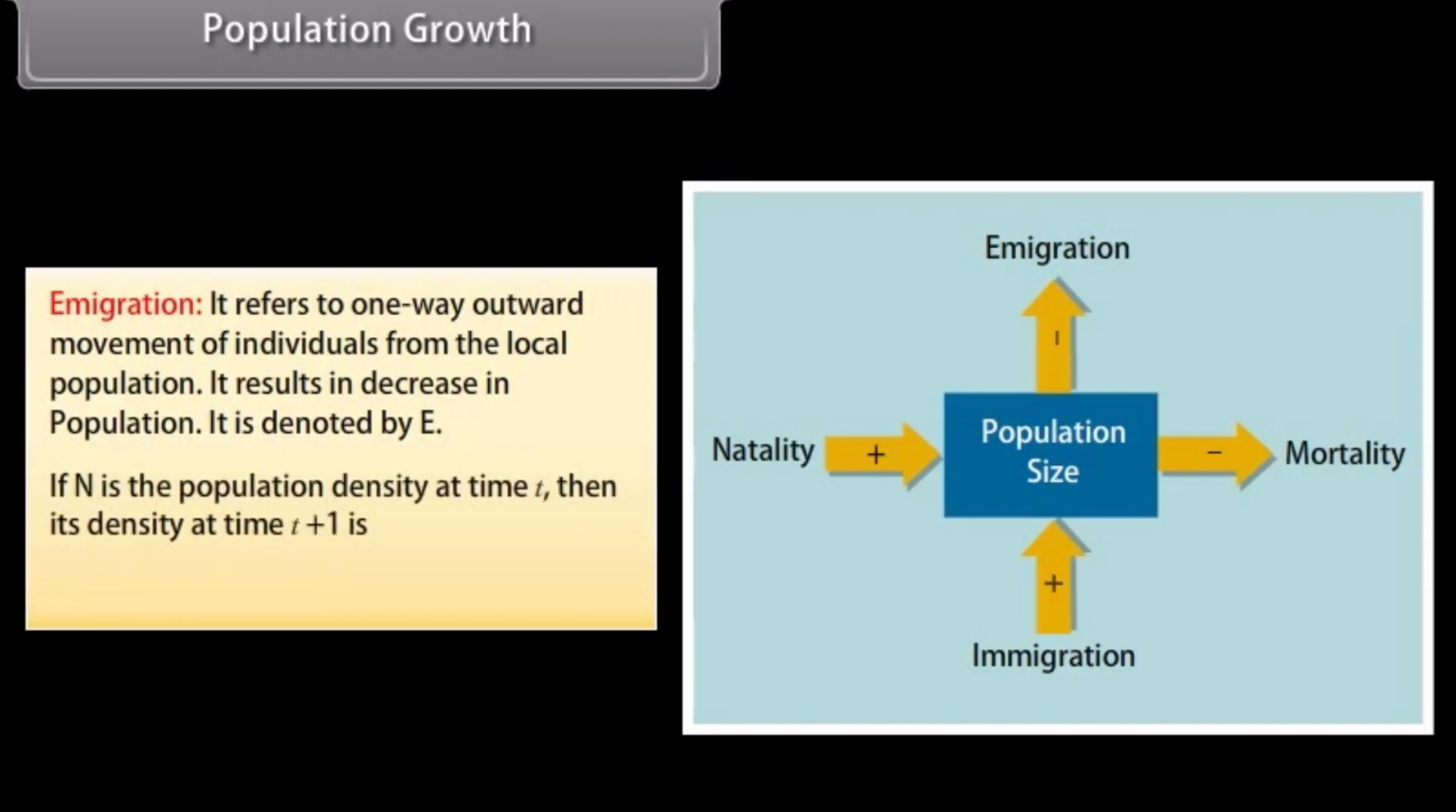If N is the population density at time t, then its density at time t plus 1 is N(t+1), which equals Nt plus B plus I minus D plus E.